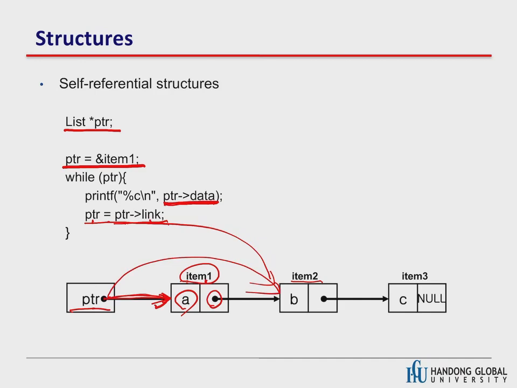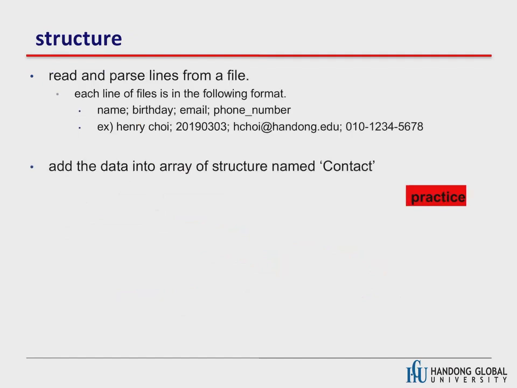Okay, good. Then in the next iteration, PTR is still not null, and when we check PTR's data, it is B, and then PTR will get PTR's link. PTR's link is this one, so PTR is pointing to item 3. In the next iteration, PTR is still not null, then PTR data is C, and then PTR will get the PTR link, which is null. So at this moment, PTR will be null. And then when we go back to the loop condition, PTR is null, so we will quit. That's how we follow this linked list.